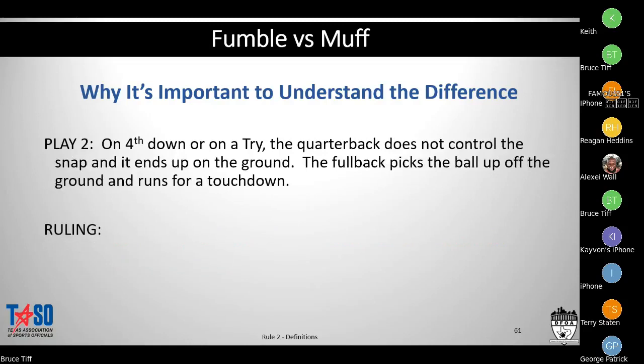On fourth down or on a try, the quarterback does not control the snap, and it ends up on the ground. The fullback picks up the ball off the ground and runs for a touchdown. What do you have in that situation? Because we're talking about a situation where the quarterback does not control the snap, so they don't possess it, but the ball ends up on the ground. Fullback picks it up, runs it in. What do we have? If you said touchdown, you're correct. In that situation, the ball was never possessed by the quarterback. So you do not have a muff. You have a loose ball, never possessed. The fullback is able to pick up the ball and run it in.